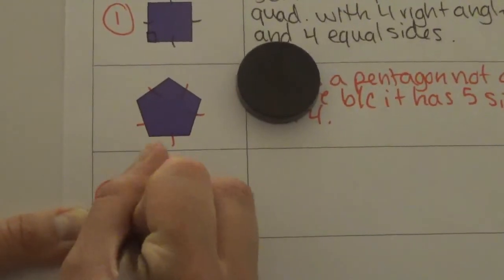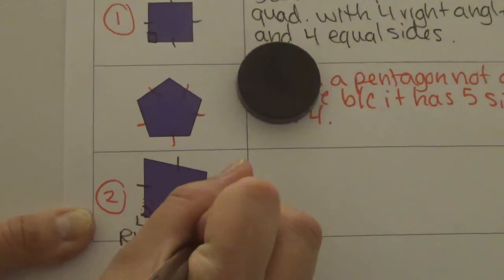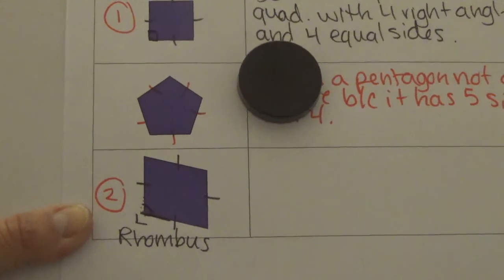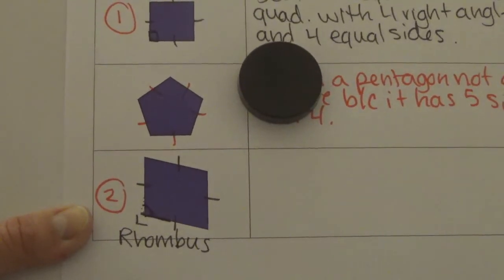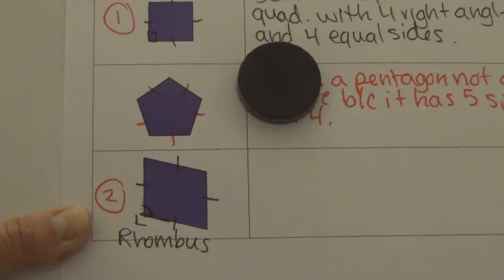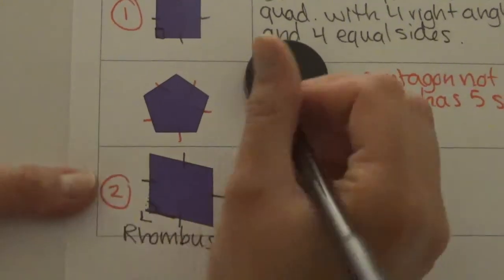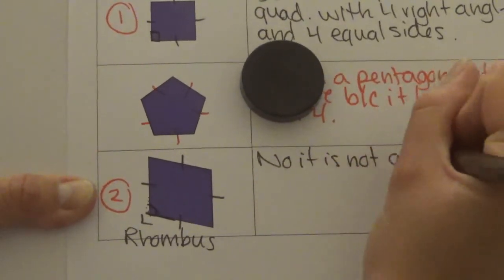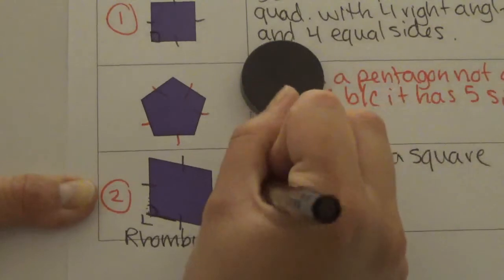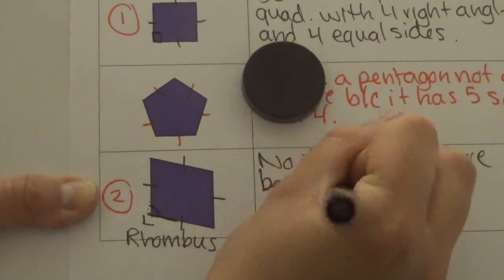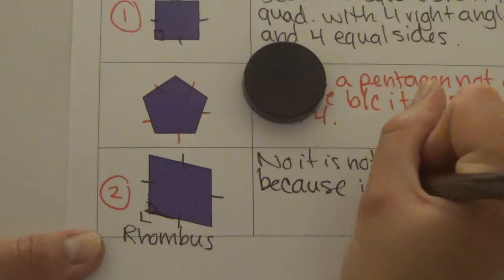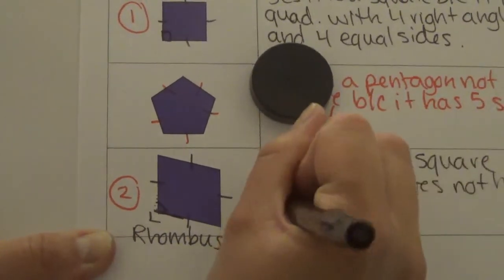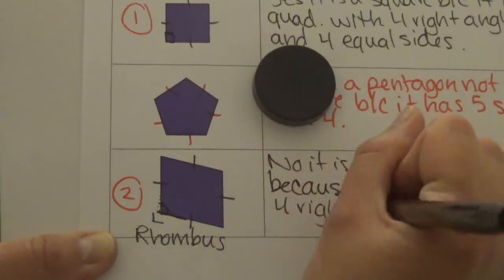This would be a rhombus, because remember, a rhombus needs to be a quadrilateral with 4 equal sides, and we can see that these sides are the same length, but it doesn't matter what type of angle is in a rhombus. It does matter what type of angle is in a square. So it's not a square. No, it is not a square because it does not have 4 right angles.